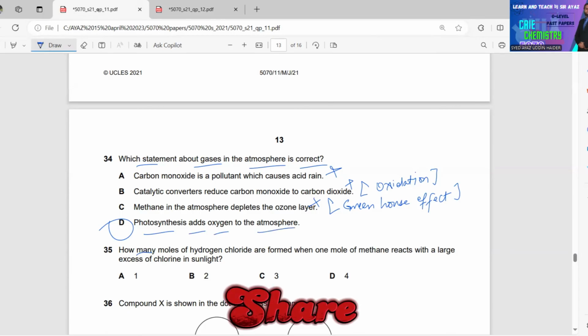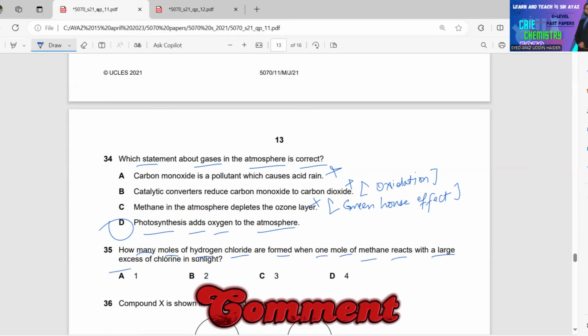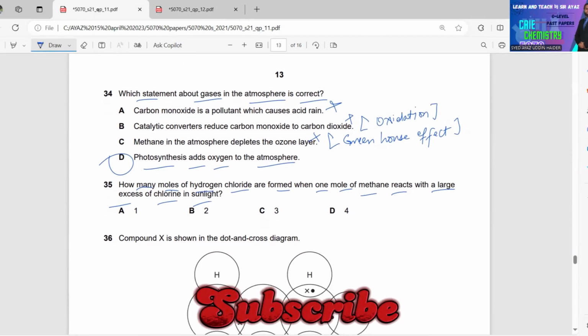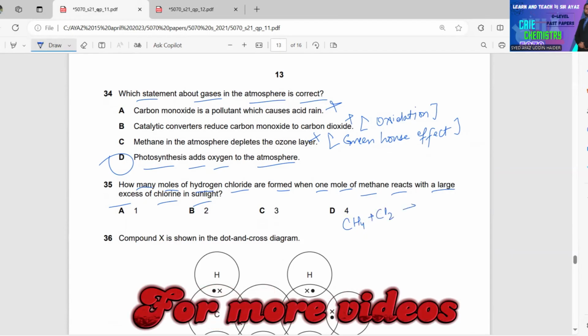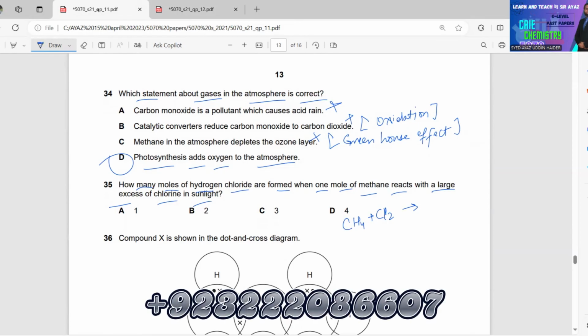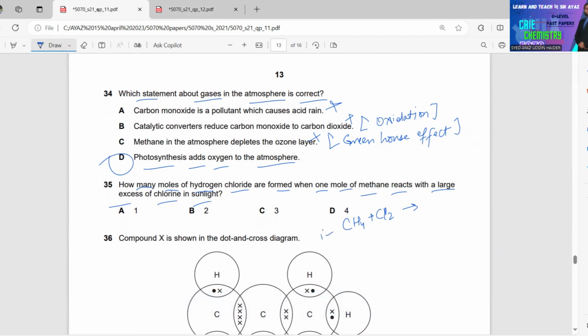35. How many moles of hydrogen chloride are formed when 1 mole of methane reacts with a large excess of chlorine in sunlight? So here's the reaction of methane with chlorine. Remember, this reaction is a chain reaction. It will continue until all of the hydrogen of methane gets substituted by chlorine. And in each stage, HCl is produced as one of the products. So in the first step, we will get CH3Cl plus HCl.